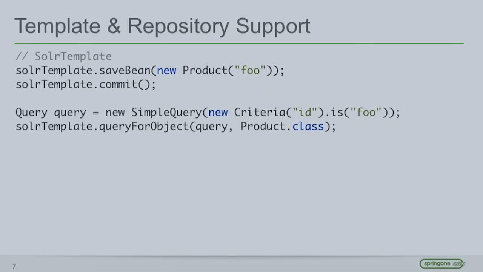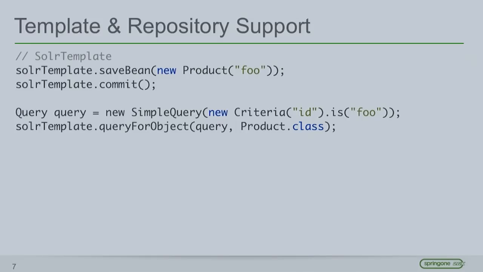This leads me to the template and repository support. From the Solr template, you can get access to all those very low-level functions Solr provides. Those of you who know Solr will recognize that this is very close to the SolrJ implementation. Basically, what we're doing here is using the Solr template to create a new product with ID foo in there. We have to commit the new product to the index so that Solr is aware of it and can return it.